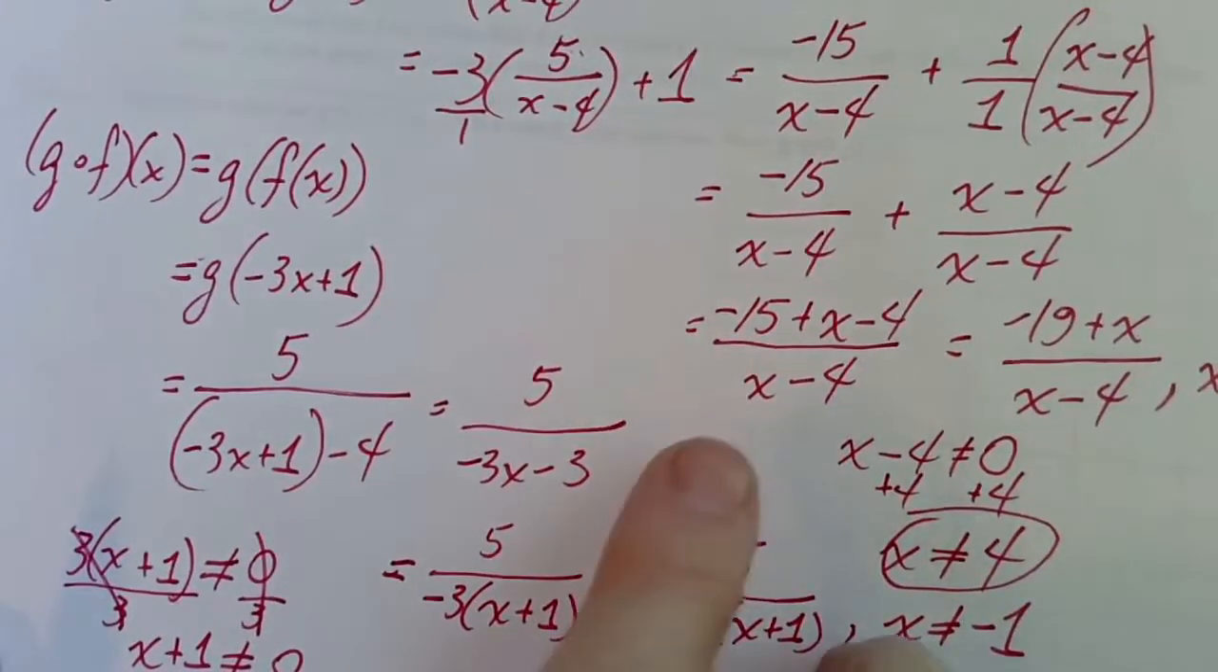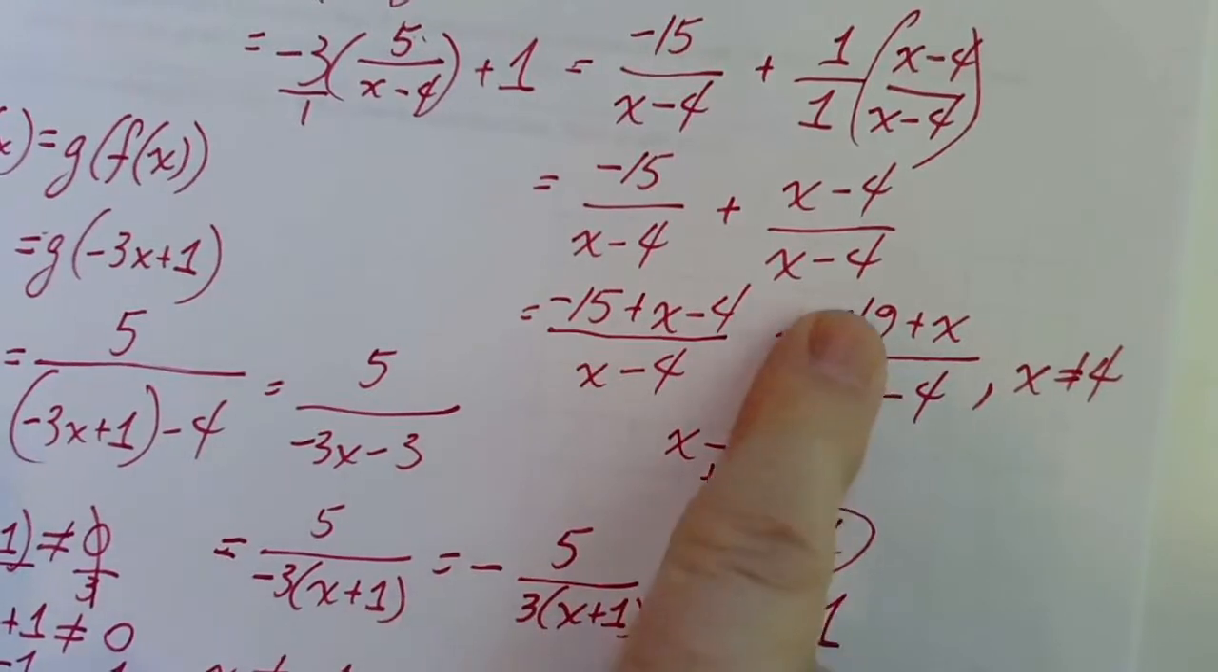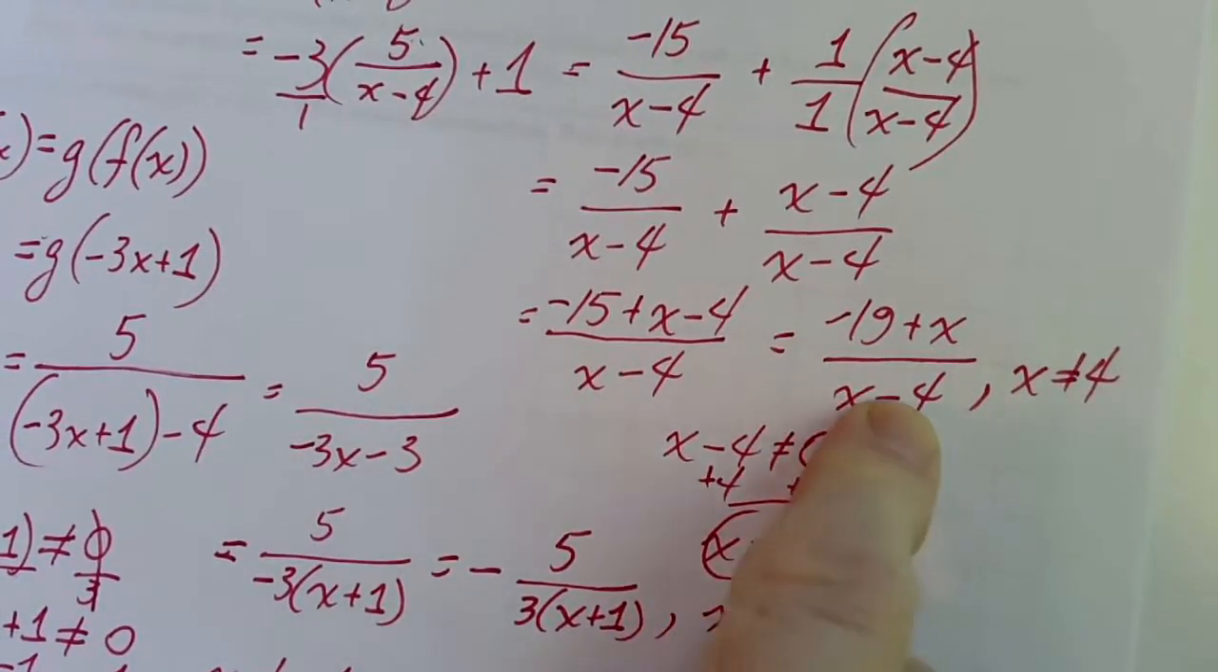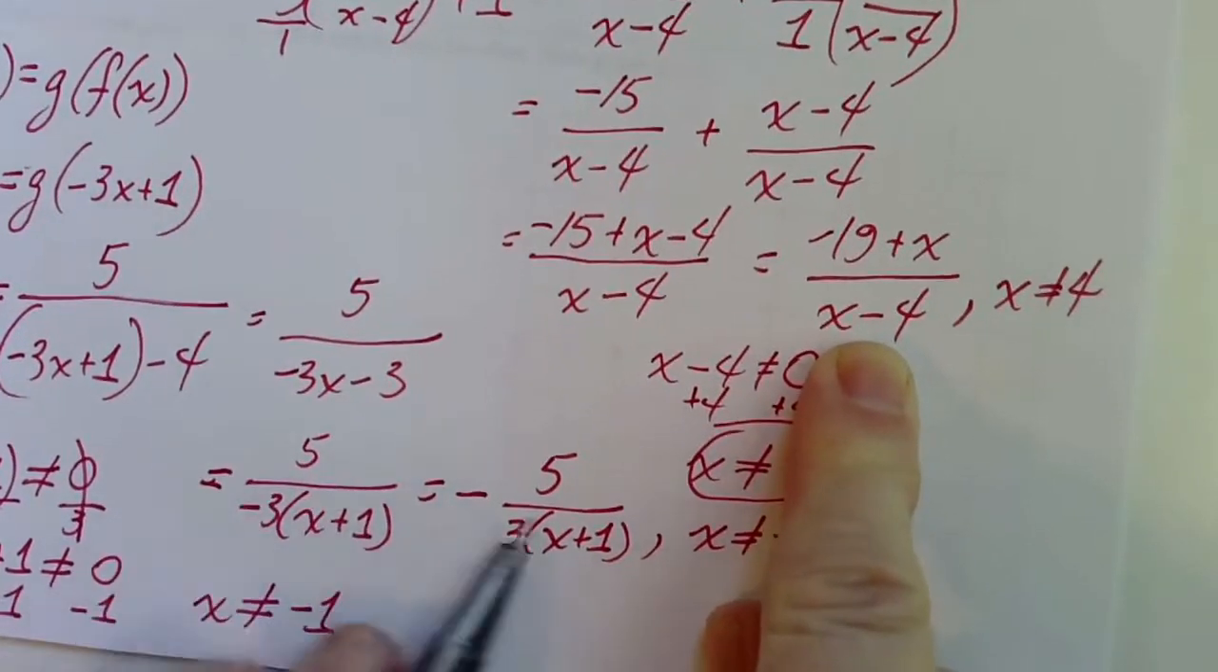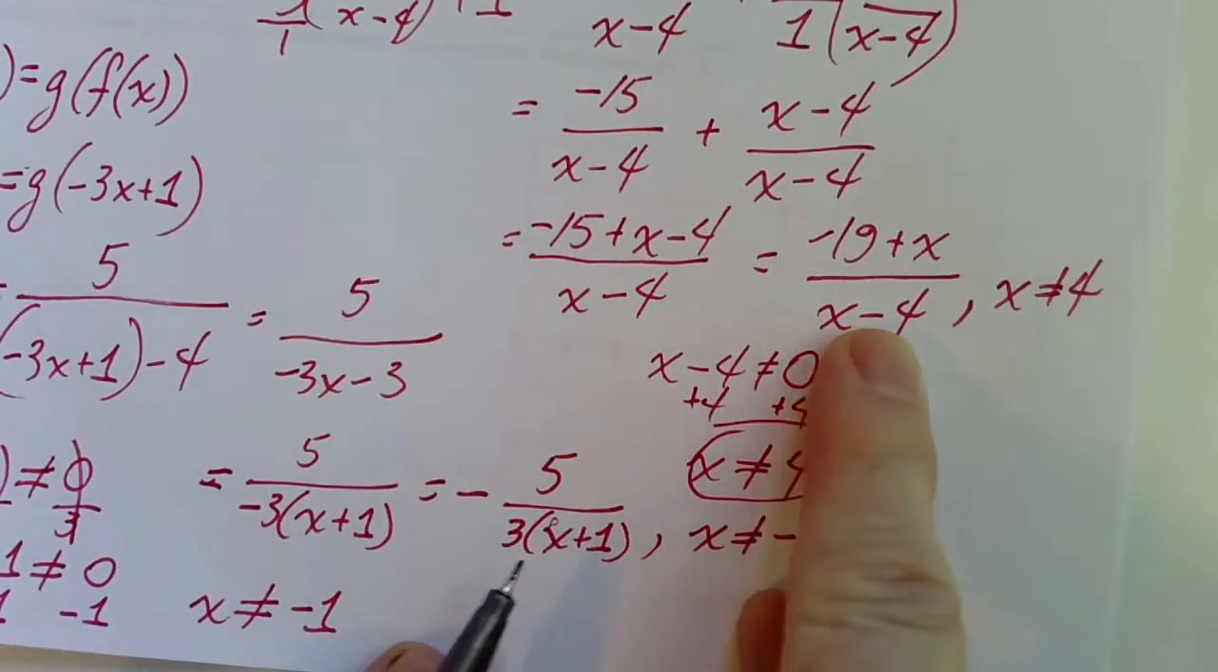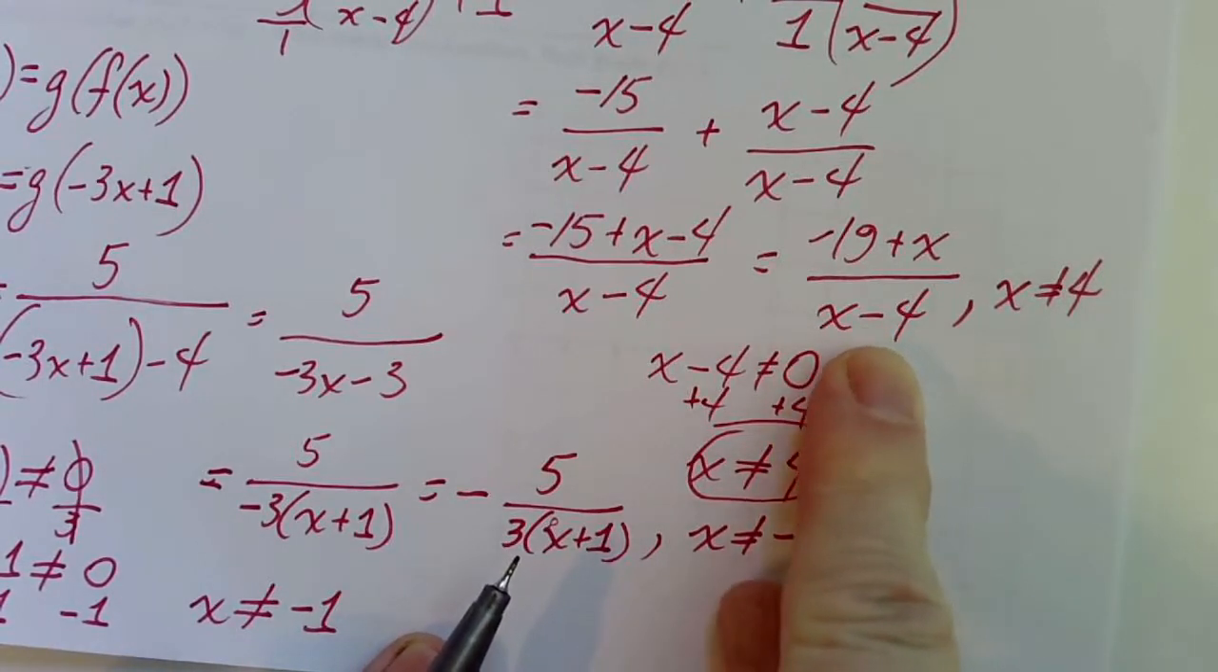Notice that f composed with g of x and g composed with f of x are not the same. Composition is not commutative. Okay.